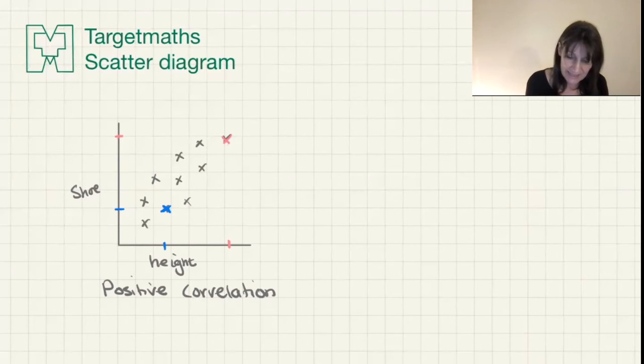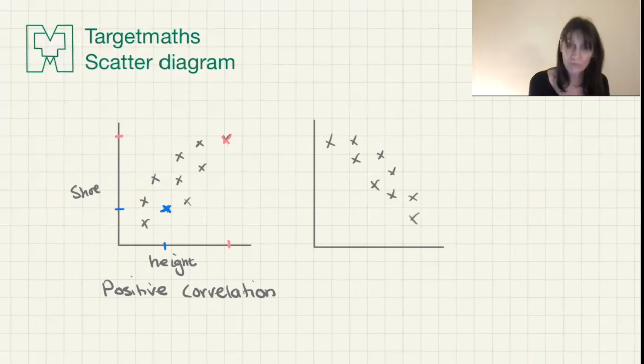So that is an example of a positive correlation. An example of a negative correlation is when the opposite is happening and we end up with this scatter of a downward trend. And we would call that negative correlation.